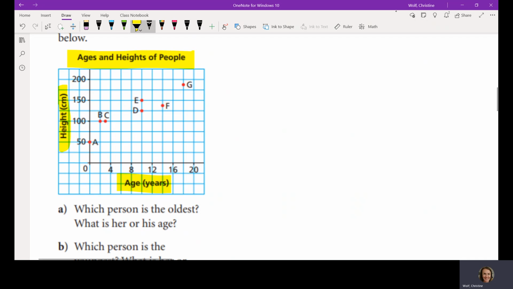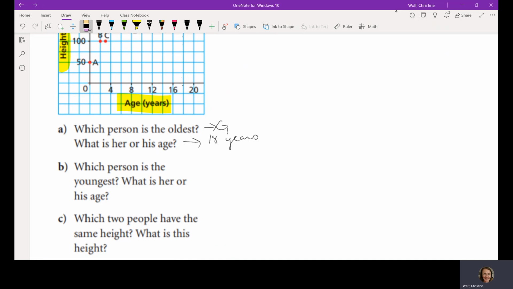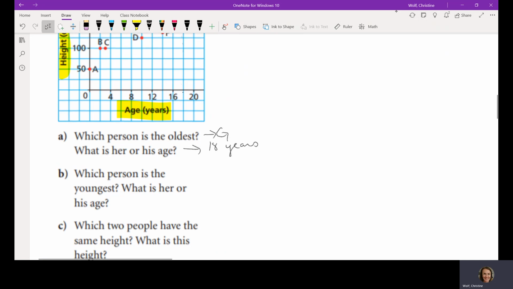All right, so if it's saying which person is the oldest, we're going to look at the age. And we're going to look at the highest age, which is this guy right here. So G is the oldest. And what is her or his age? If we look at what number he's over top of, that's 18. And we're done. How easy is that? I just got to scroll up here to see this question. Which person is the youngest? What is her or his age?